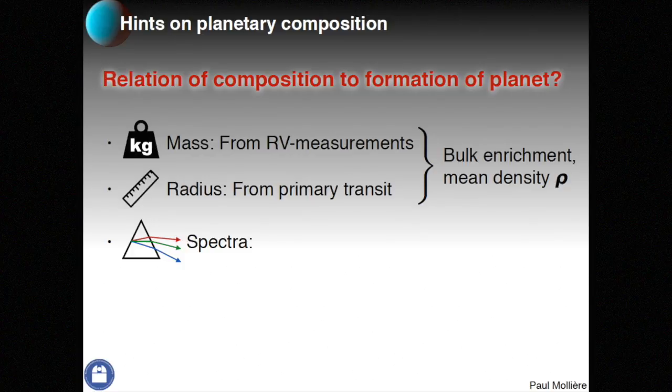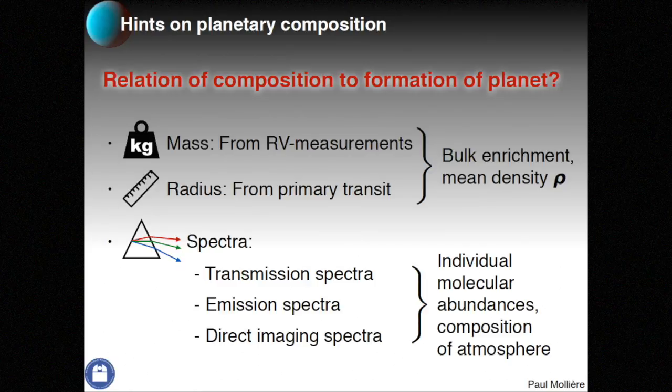If we actually want to measure if an individual molecule is present in the atmosphere, we go to spectra, and we've also talked about these today: transmission spectra, emission spectra. If the planet has a large enough angular separation from the host star, we can also use direct imaging spectra. And from that we can get individual molecular abundances and an idea about the composition of the atmosphere.